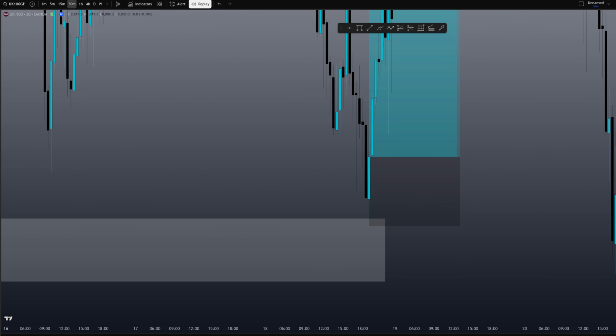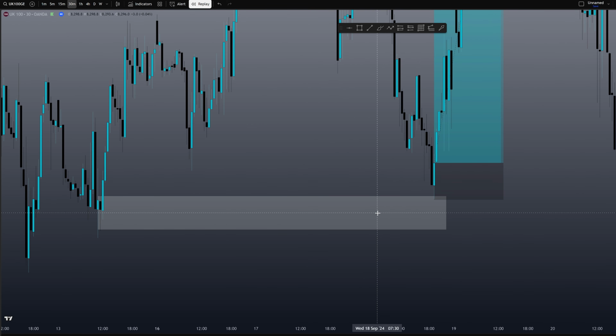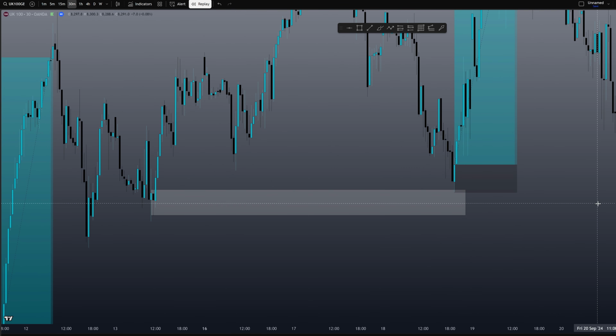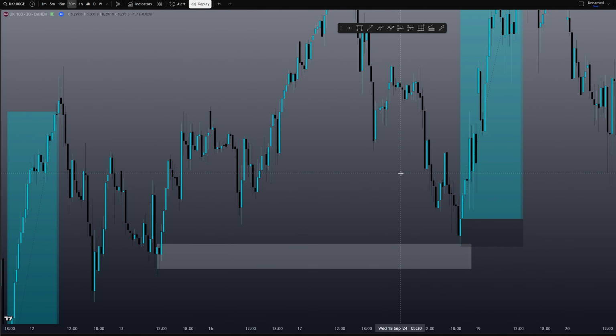And also your candle is not allowed to close inside your zone or go through it. What I mean by that is if your candle closed inside this zone, it will be invalid, or if it wicked through here and then it came up, that will be invalid as well. So keep that in mind. It has to just wick on the zone and it has to have a reaction from the zone.